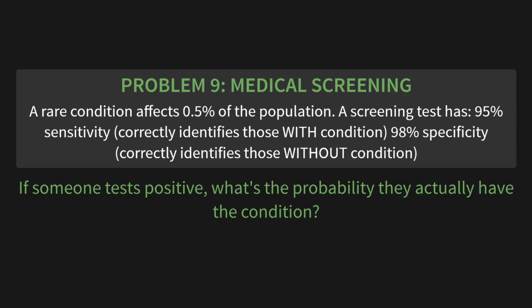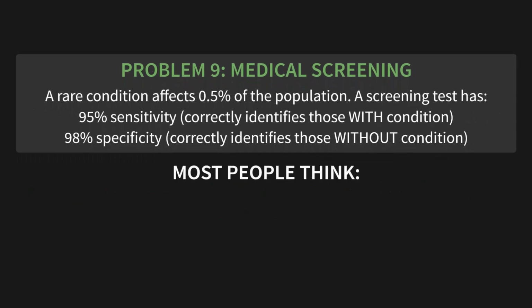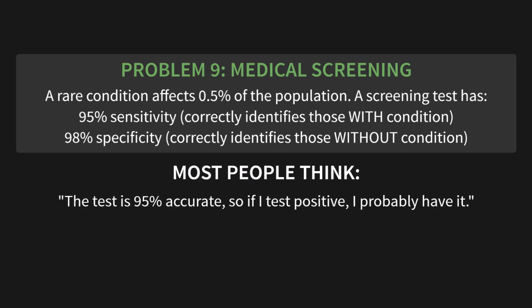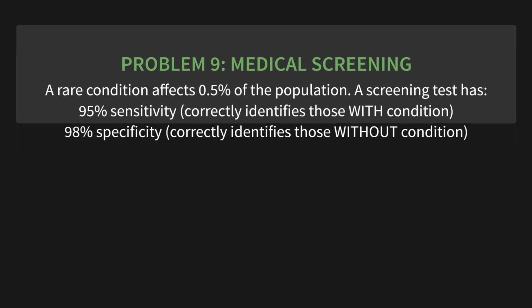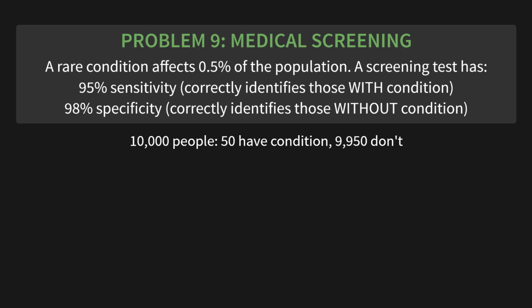Now, here's the big question. If someone tests positive, what's the probability they actually have the condition? Most people hear 95% accurate test and think, well, if I test positive, I probably have it. But that's not how the math works. Let me show you something that'll blow your mind. Let's imagine we test 10,000 people. Out of those 10,000, only 50 actually have the condition.